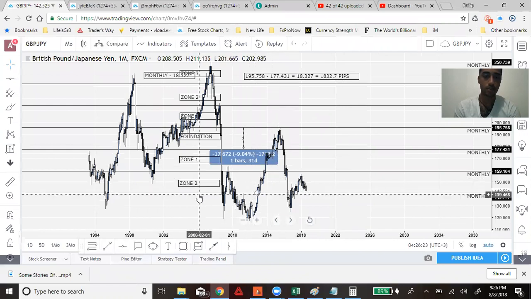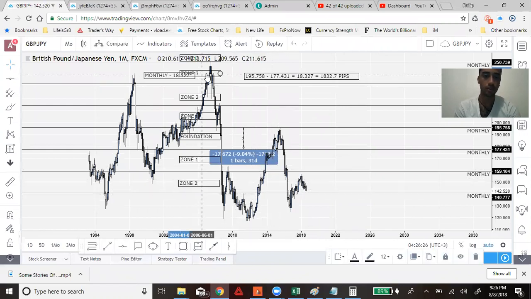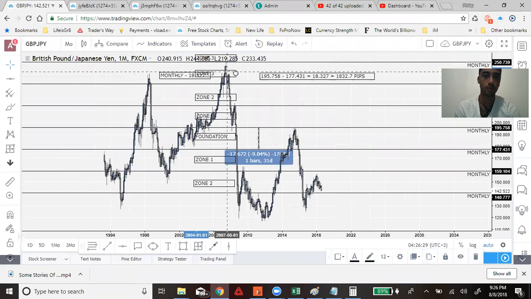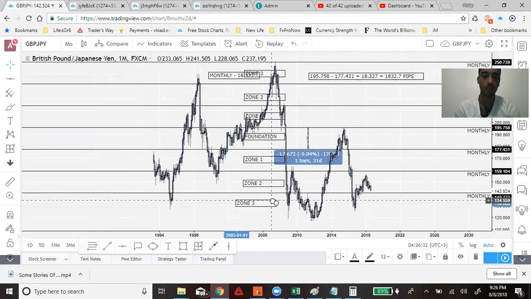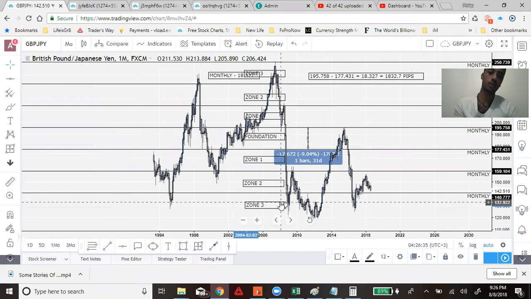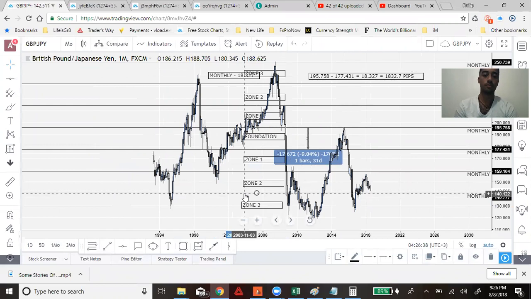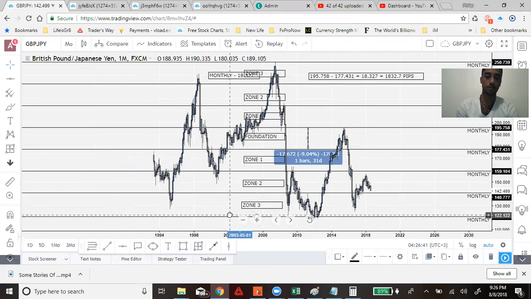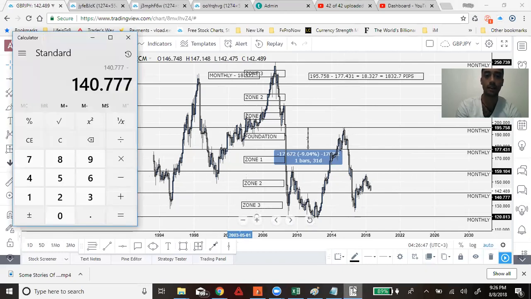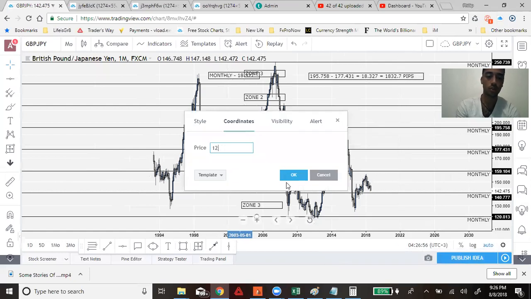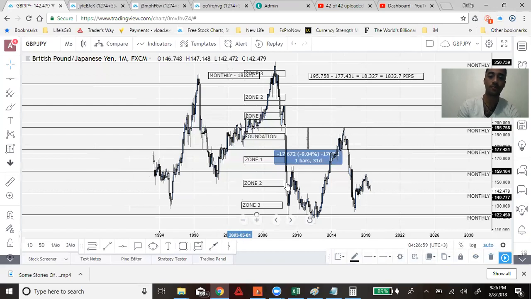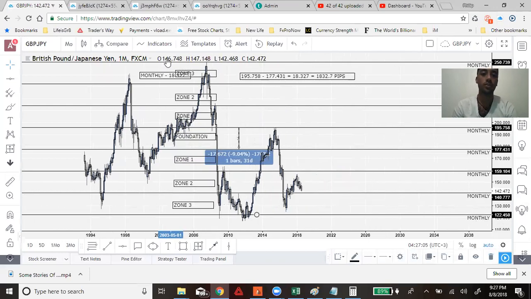All right, so that's zone 2. Let's do zone 3. Boom, boom, boom. Got the base. Push it down. And let's do 140.777 minus 18.327, which is 122.45. And as we can see, price tried to stretch down there. Price tried to get this area. All right, cool. So that's the monthlies.